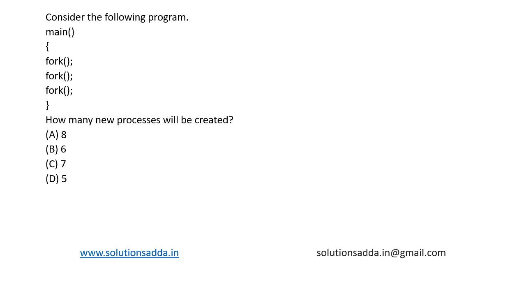This is a question from operating system. Consider the following program: main and 3 fork statements are called in a series. How many new processes will be created?